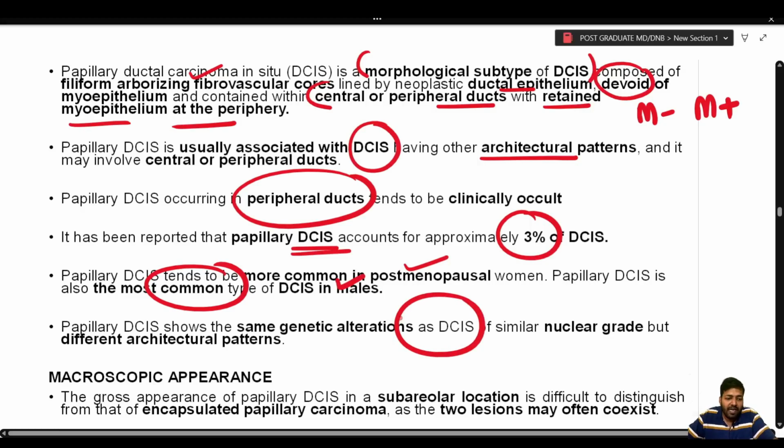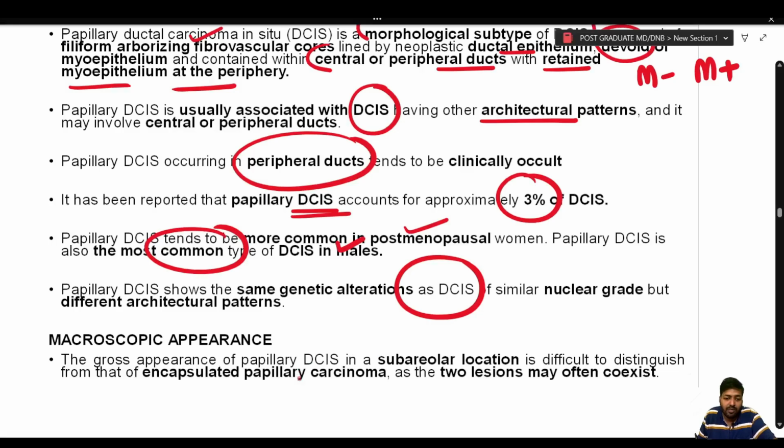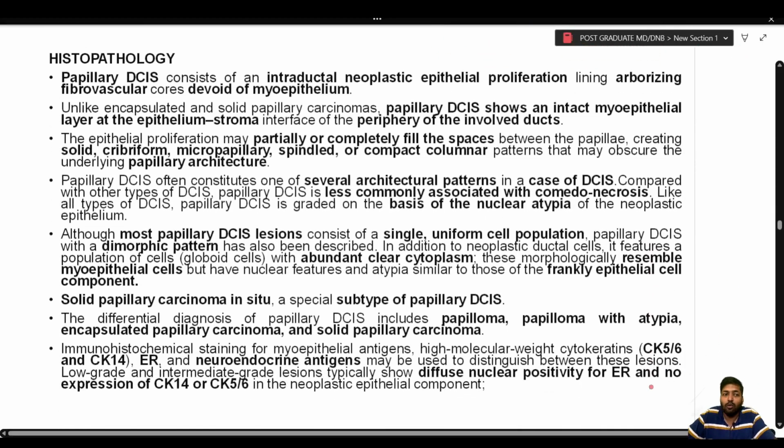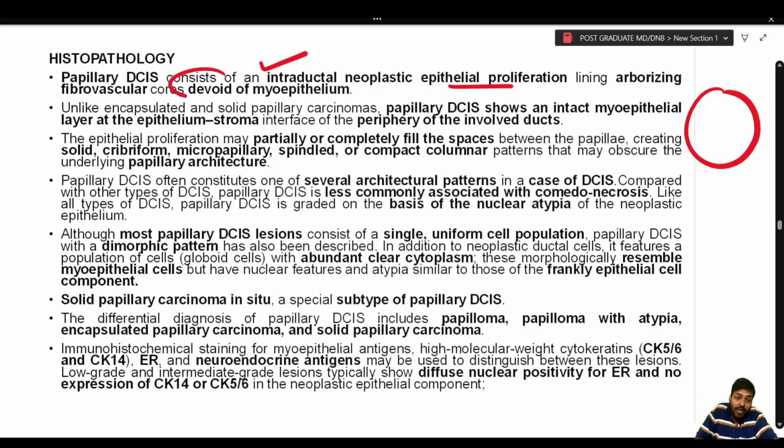Macroscopically, the gross appearance of papillary DCIS in a subareolar location is difficult to distinguish from that of an encapsulated variety, and the two lesions might coexist as well. The definitive diagnosis will be based on histology and immunohistochemistry. Looking at the histopathology, they consist of an intraductal neoplastic epithelial proliferation, again within a duct, lining arborizing fibrovascular cores which are devoid of myoepithelium.